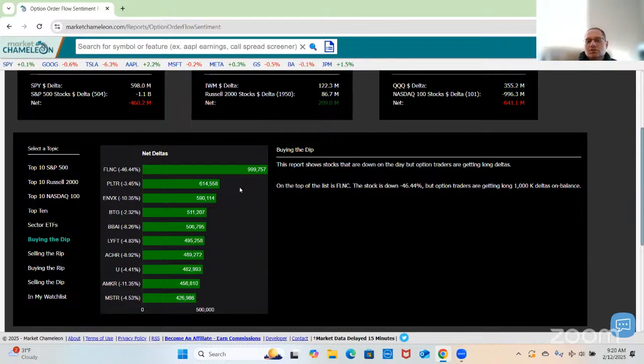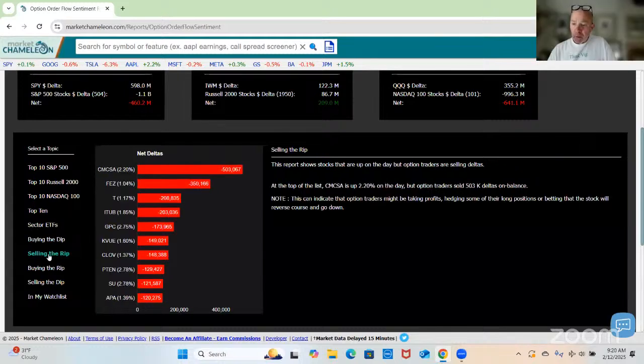The stock is dipping. But you could also have selling deltas when the stock goes up. Stock goes up, people start selling calls, maybe buying puts. So they're thinking that maybe at this point, I'm going to unload some positions, or I'm going to hedge some positions, or I don't think it's going to go much higher. So this would be what we call selling the rip.